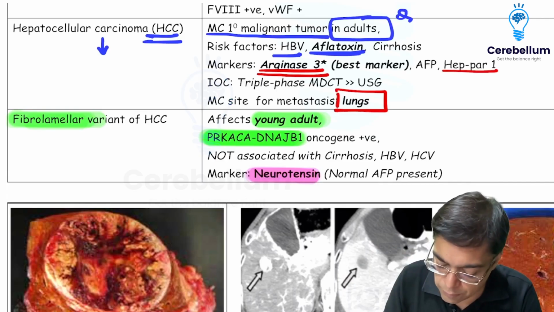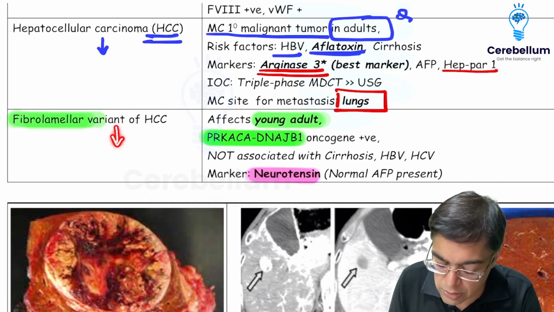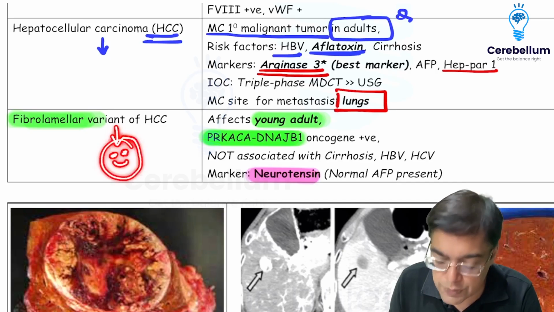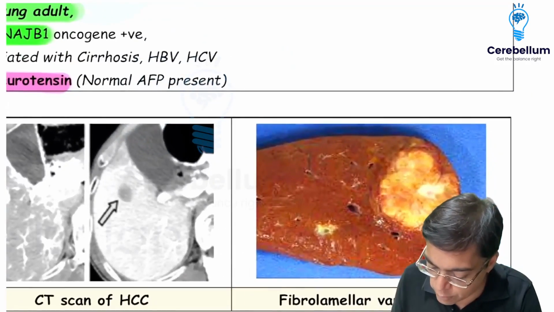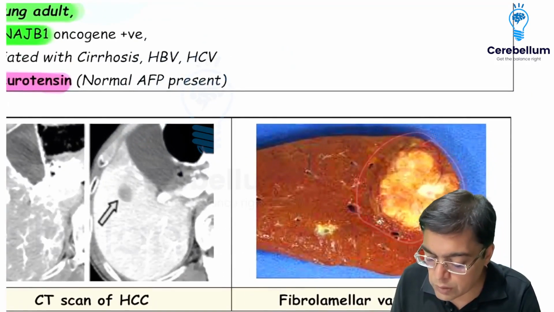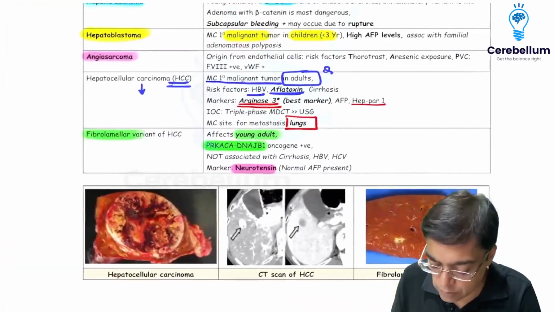So it is an example of a marker, or it's a type of a hepatocellular carcinoma which is going to be associated with a better prognosis. So that's a quick recap that we need to have over here. And this is going to be an example of a fibrolamellar variant of the hepatocellular carcinoma, the one which is going to be having a good prognosis, right?